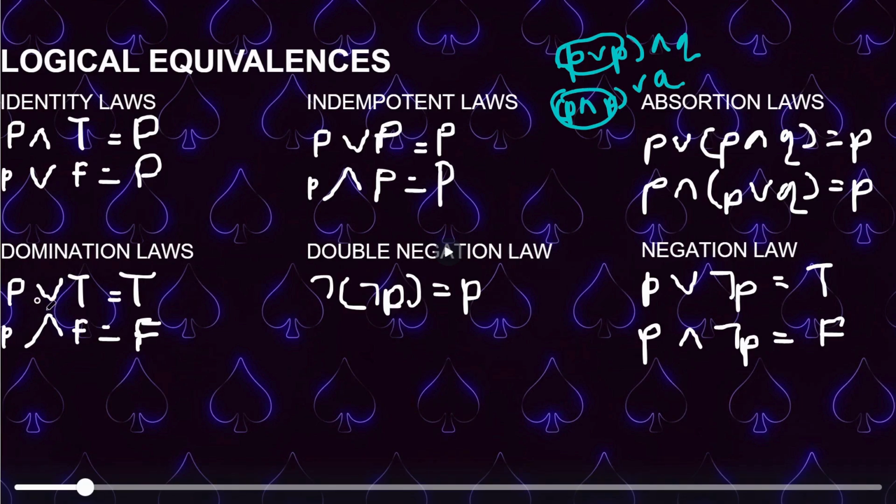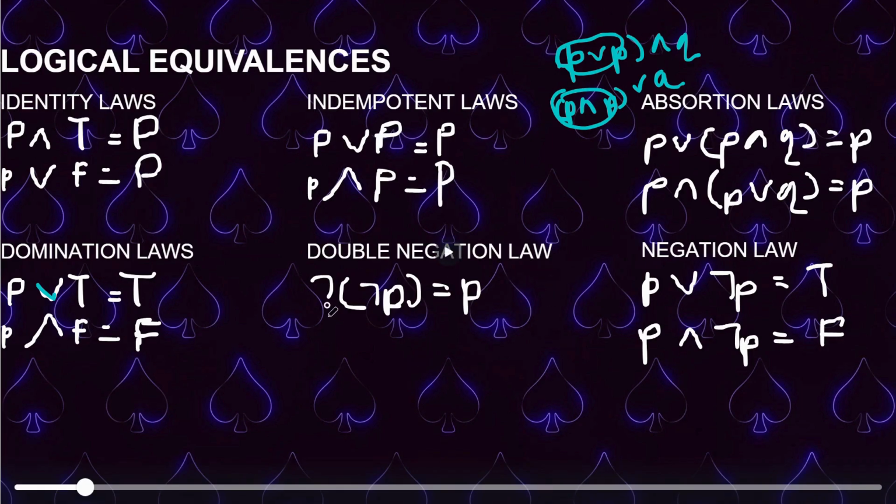Next one, domination law. If P or true, then it becomes true. If P and false, then it becomes false.